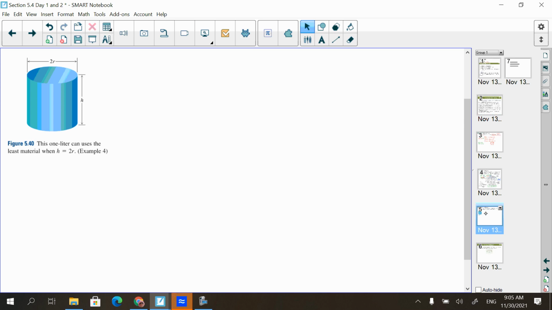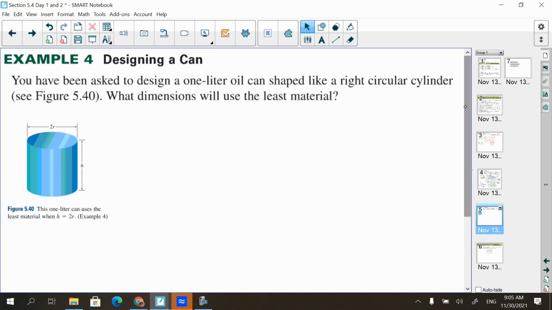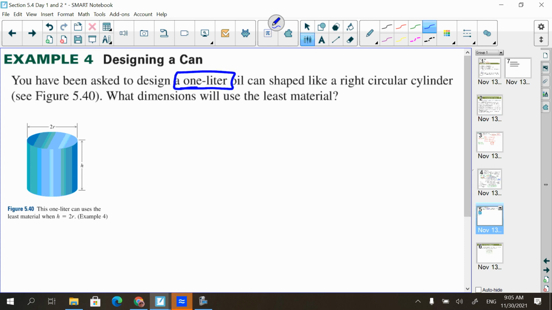Okay, good. All right, so next, designing a can. And this is one that's more calculus-based that AP would be more apt to use. They're probably not going to use the one with the corners. That's just getting you used to talking about the domain and stuff. You've been asked to design a 1 liter oil can shaped like a right circular cylinder. What dimensions will use the least amount of material? This time it's asking for a minimum.